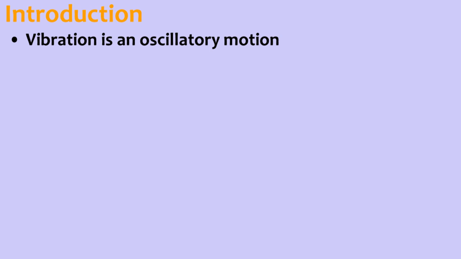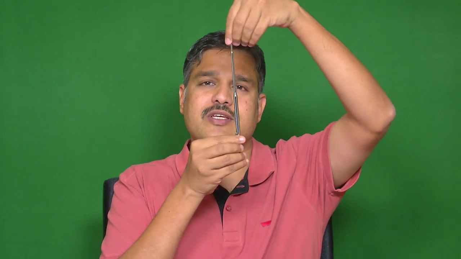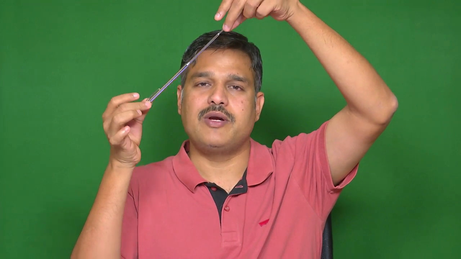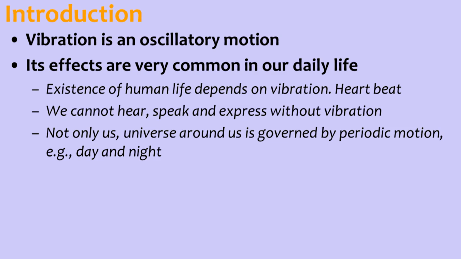Now, if we look at vibration, vibration is an oscillatory motion. Something like simple harmonic motion: if I pull the pendulum and leave it, it is set to vibrate. This kind of motion we see in our day to day life. While we walk, we do to and fro motion of our hands, our heart beats, our legs are in rhythm. What we are trying to do is balance ourselves. So the effects of vibration are very common in our daily life.